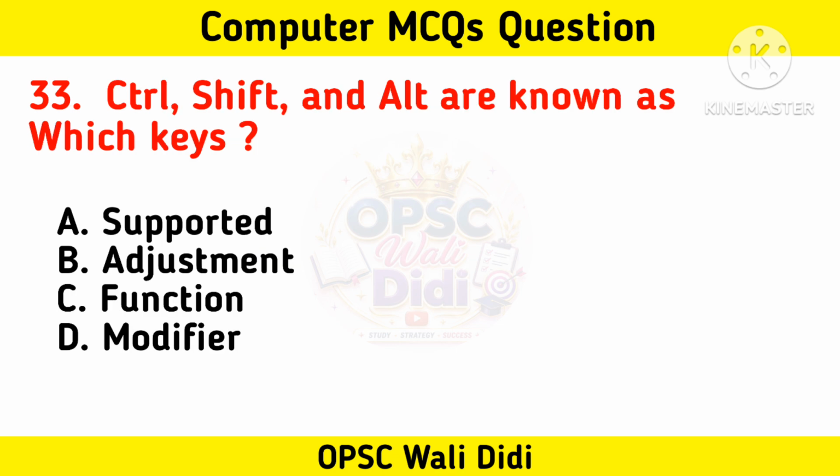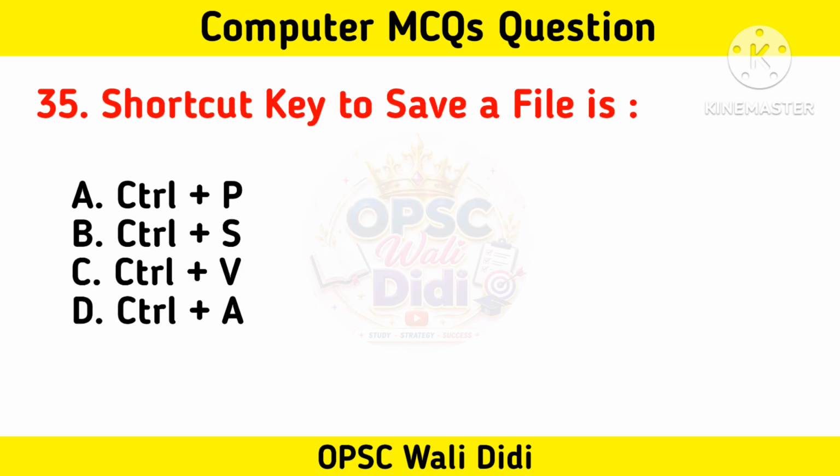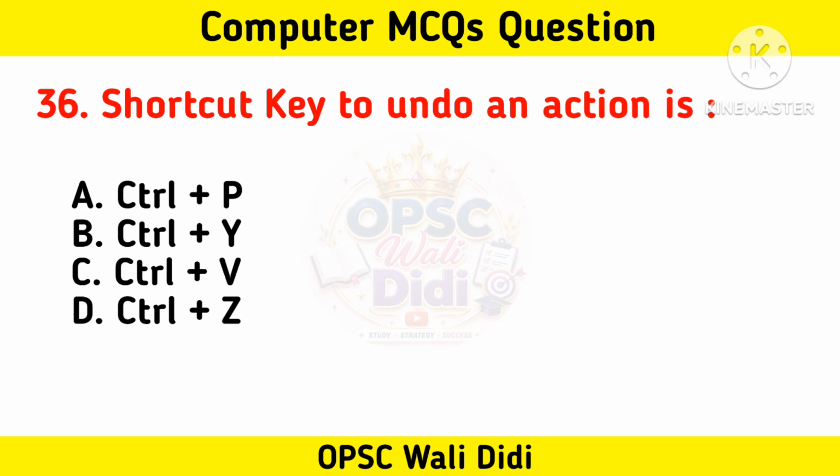Control, Shift and Alt are known as which key? The correct answer is modifier. Full form of LAN is. The correct answer is local area network. Shortcut key to save a file is. The correct answer is Ctrl+S. Shortcut key to undo an action is. The correct answer is Ctrl+Z.